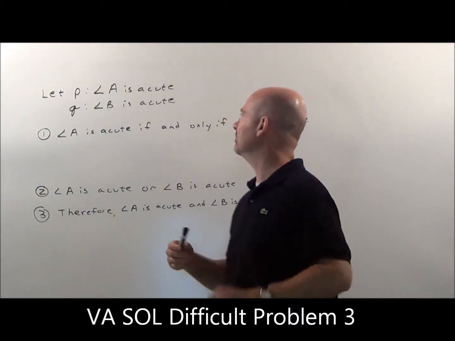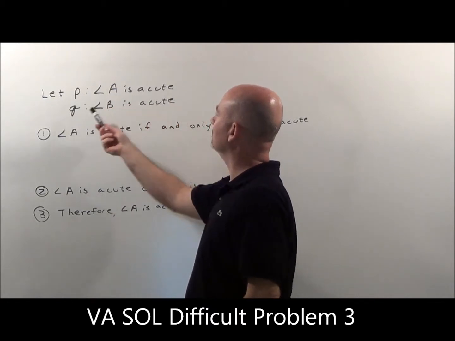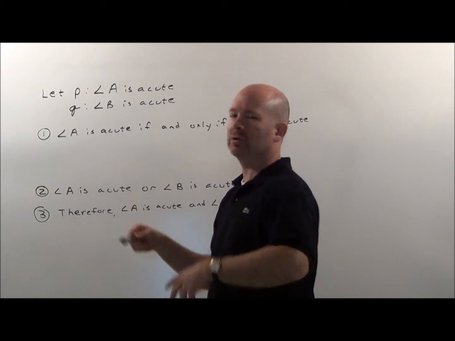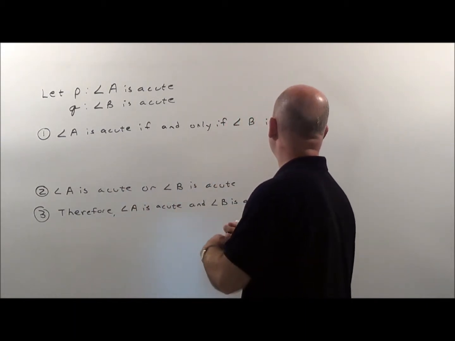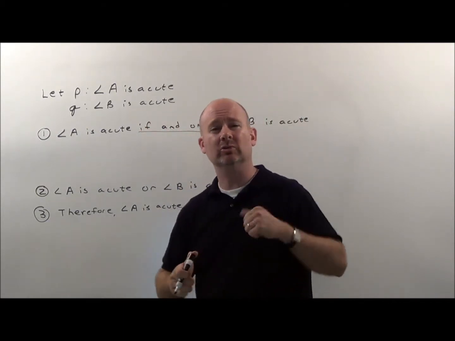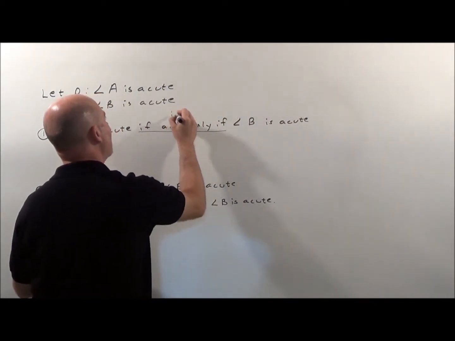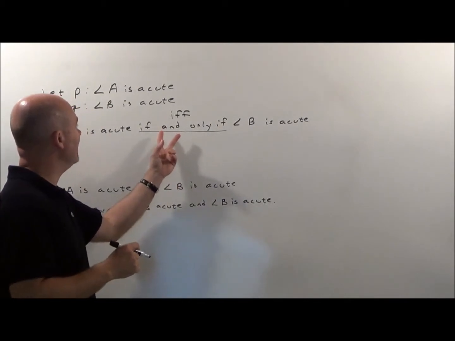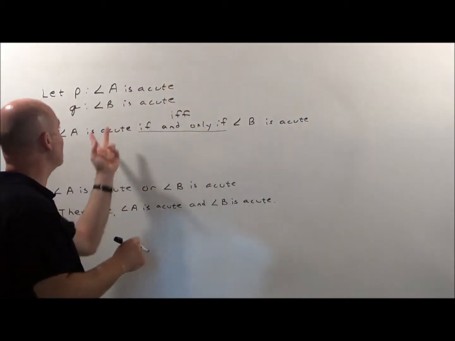Here are some conditionals. They say let P be the statement that angle A is acute and Q be the statement angle B is acute. So statement 1 wants us to translate angle A is acute if and only if angle B is acute. Now this is something we're not really used to. If and only if, sometimes abbreviated IFF, is a way of stating that if this is true, it implies that's true, and if that's true, it implies that's true.